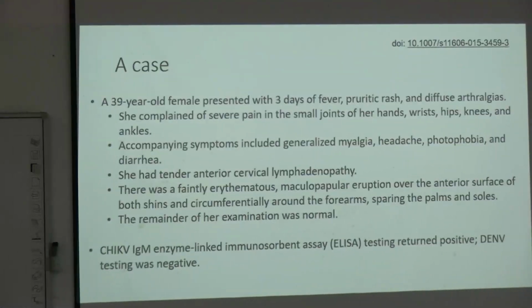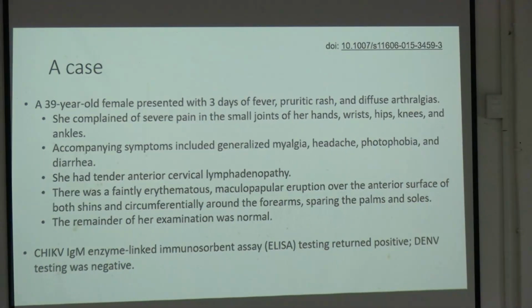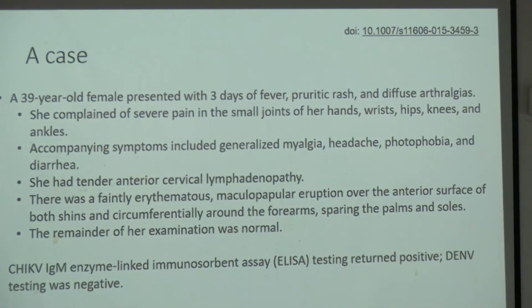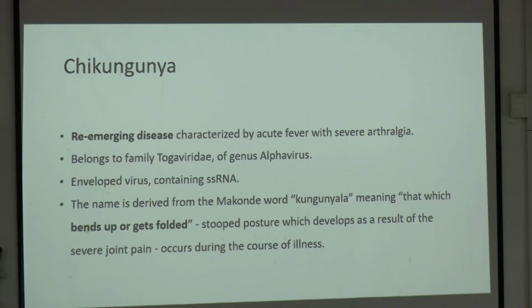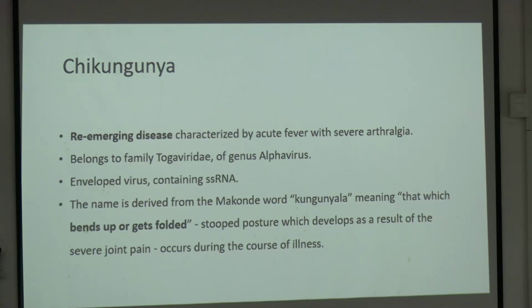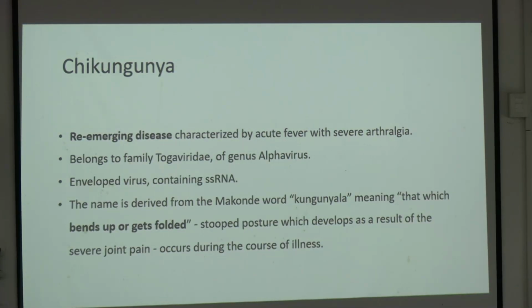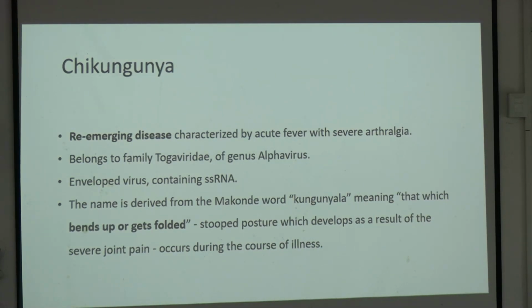Serology for dengue came negative. However, when tested for chikungunya virus, it came positive. Next. So this would be a case of chikungunya. Chikungunya is an arboviral disease. The word chikungunya itself means folding up. The disease causes severe musculoskeletal pain and the patients will fold up or curl up because of the pain.